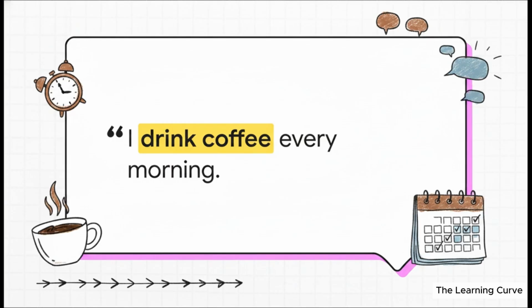I drink coffee every morning. Notice how we're using the simple base verb drink. Why? Well, it's all because of that phrase, every morning. That right there is your clue word. It proves this is a repeated routine. It's a general truth about my lifestyle. I did it yesterday, I did it today, and yeah, I'll definitely do it tomorrow.